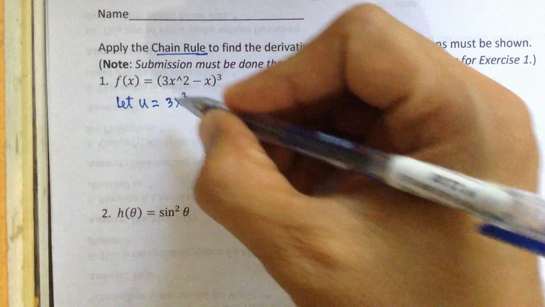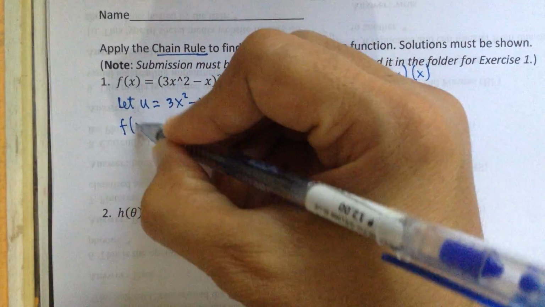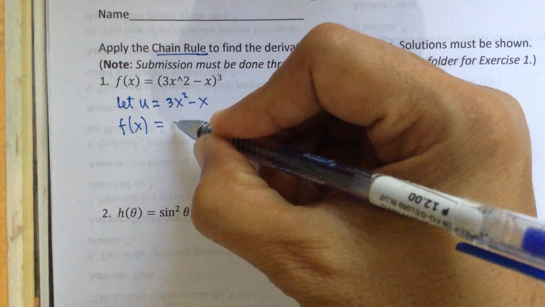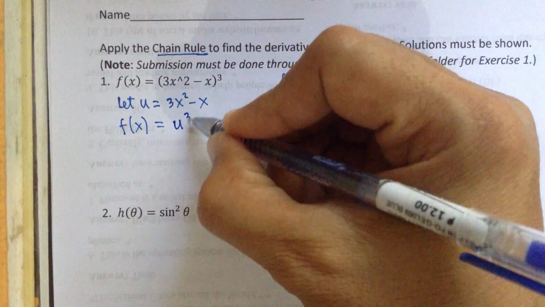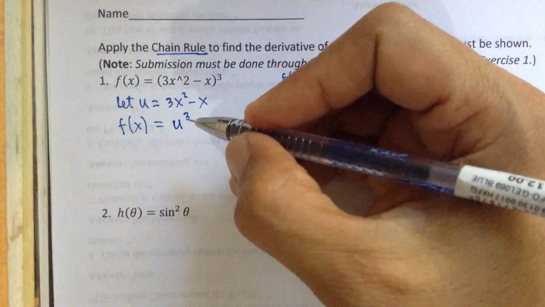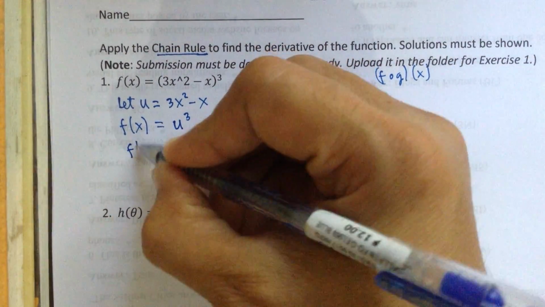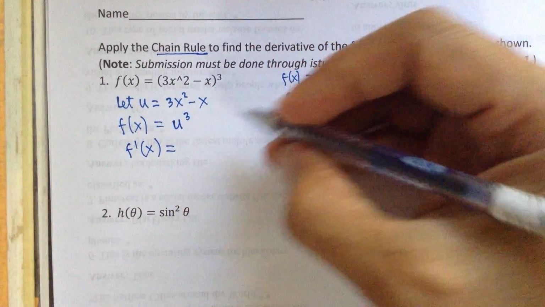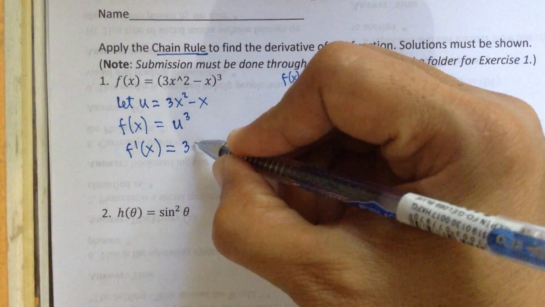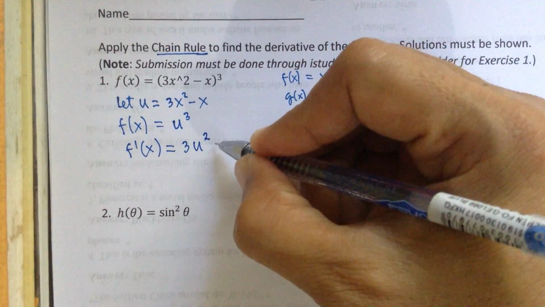First, let's express the function in terms of u. So f can be written as f of x equals, instead of 3x squared minus x, it can be written out as u cubed. Okay, and then this is a familiar form. The derivative of this is obtained by using the power rule, if you remember, which is 3u to the 3 minus 1, which is 2.